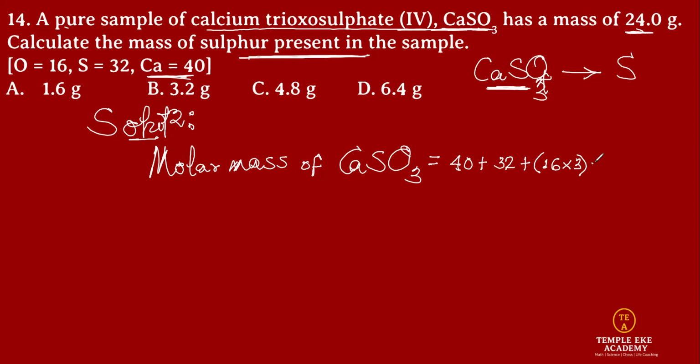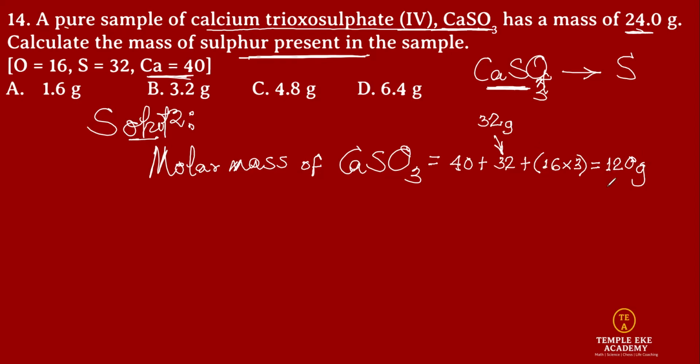And of course, this gives us 16 multiplied by 3 gives 48. 48 plus 32 gives us 80. And 80 plus 40 gives us 120 gram per mole. This is the molar mass of the given compound. And now it's good to point out that the mass contributed by sulfur is this 32. So 1 mole of this compound has a mass of 120 grams. Of the 120 grams, 32 grams will be contributed by sulfur. So this is a relationship already.